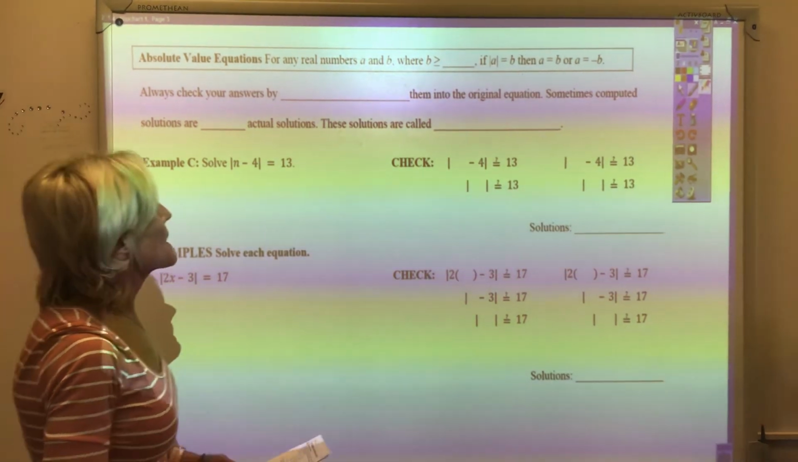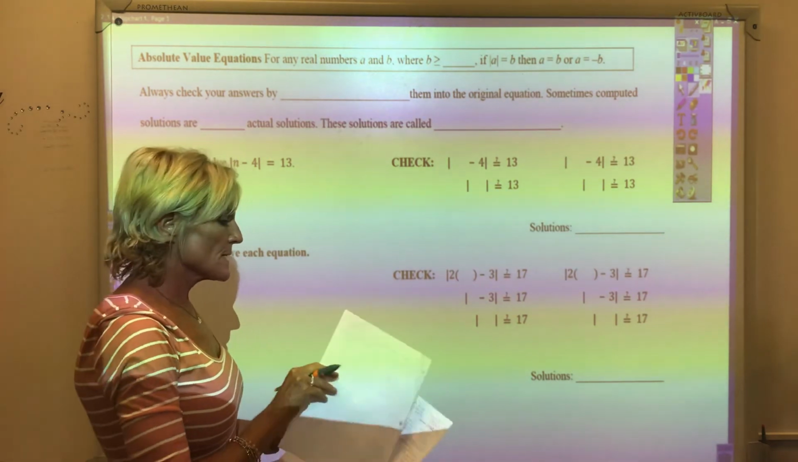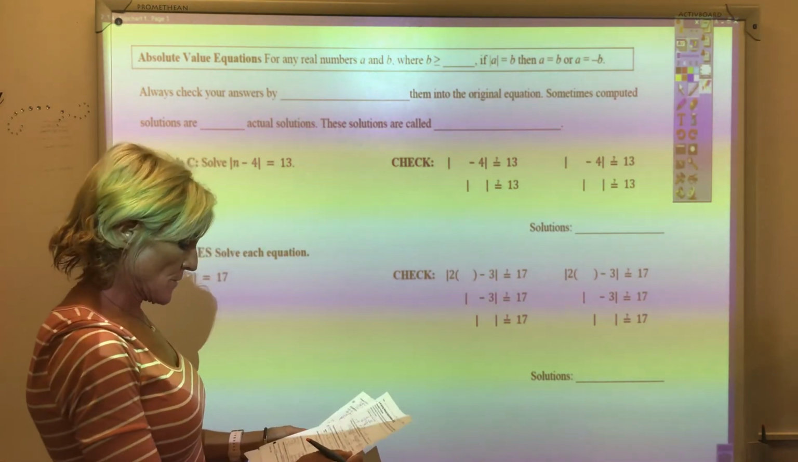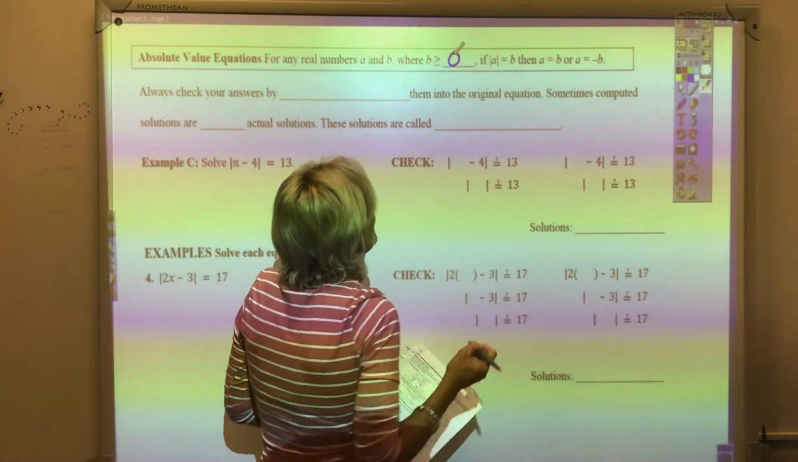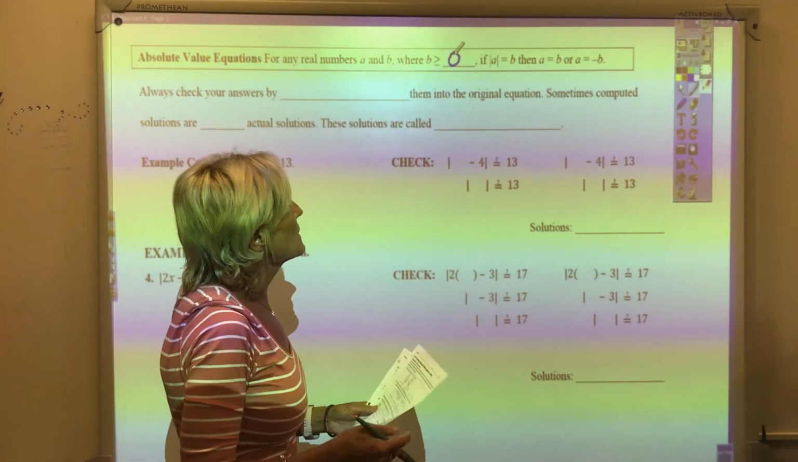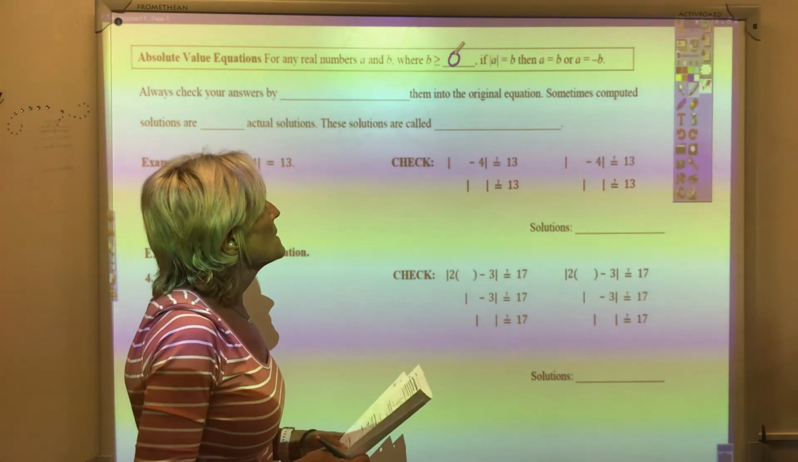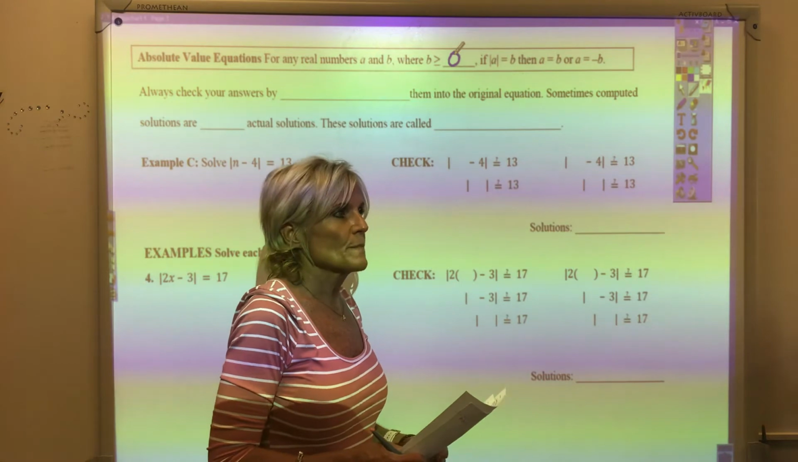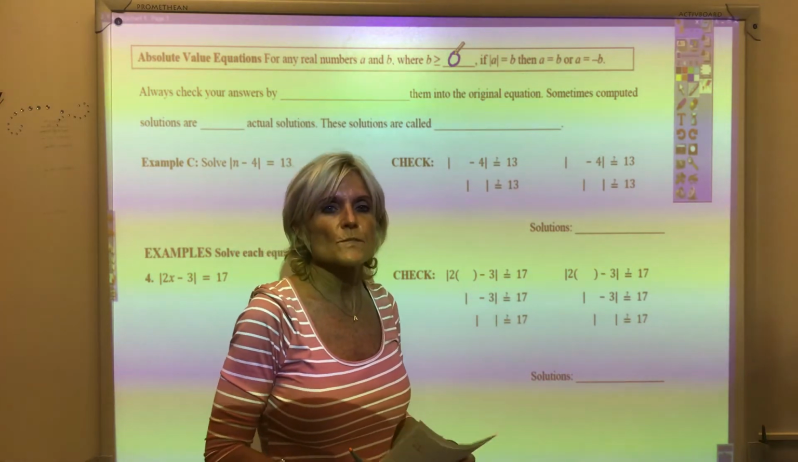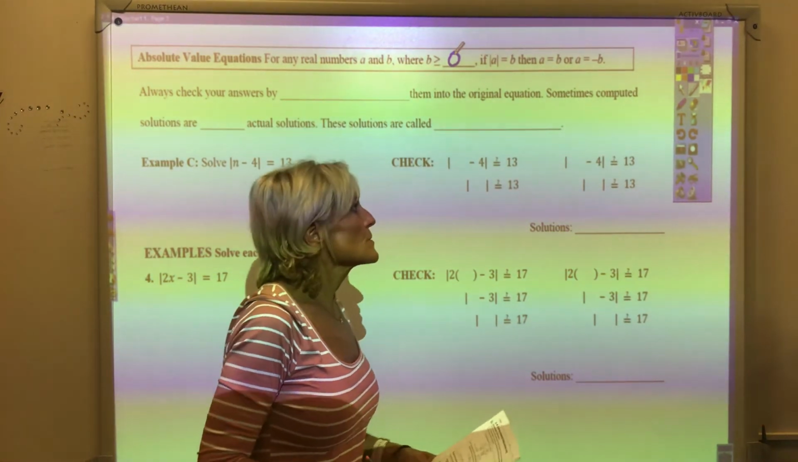For any real numbers a and b, where b is greater than or equal to 0, if the absolute value of a equals b, then a equals b or negative b. That will make more sense once we plug them in to the problems.